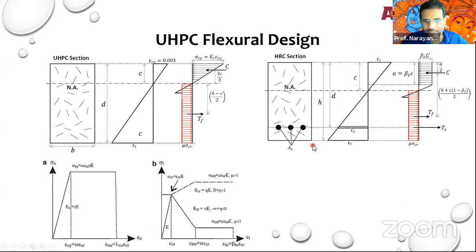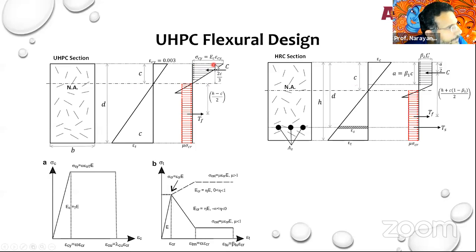Okay, so finally I'll take probably 5 minutes and show you what we want in flexural design. If you have a UHPC section without any steel reinforcement, all you have is steel fiber. This is your strain diagram. Ultimate compressive strain of concrete 0.003. That's your tensile strain in steel. That's your neutral axis if you're designing a beam.